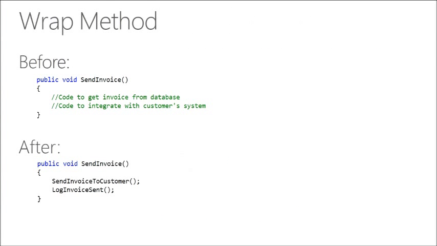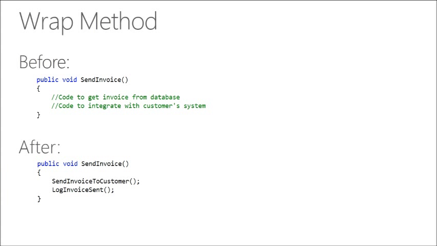Another technique is wrap method, which is pretty simple as well. So I have a before and after here. If I have code like sending an invoice, it does loads of complicated stuff. Gets an invoice from a database and integrates with web services and SAP and all sorts of things. And I want to log this. But I don't really want to go in and change send invoice and add more code. It's already really long, like 500 lines long. I don't want to add more code there. What you can do is wrap it. There's a couple of variations of this, but this is the easiest one.